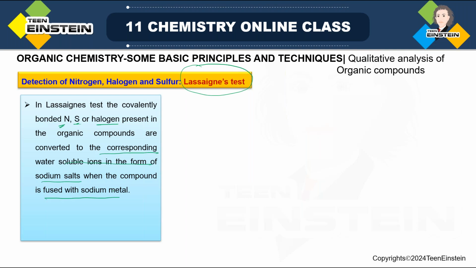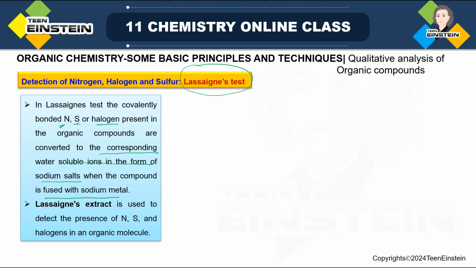Now in this test we will obviously see the procedure, but I'm just discussing the principle. So in this test, after the fusion we get some extract which is called Lassaigne extract. Now this extract is used to detect ultimately the presence of these elements in the organic compound.